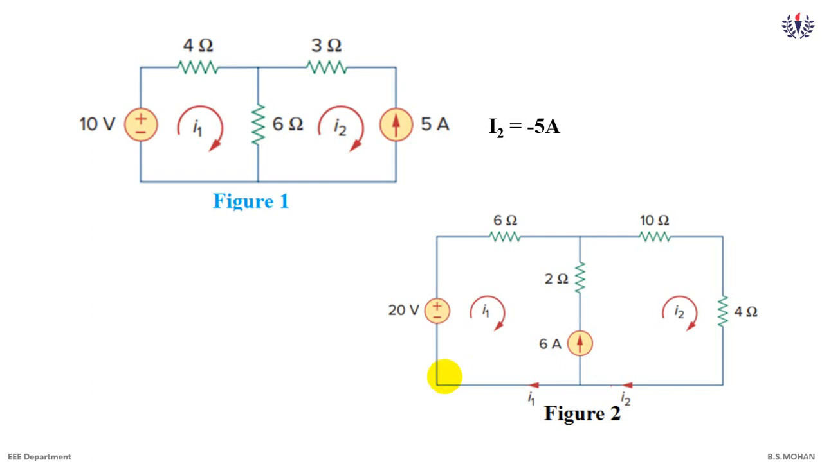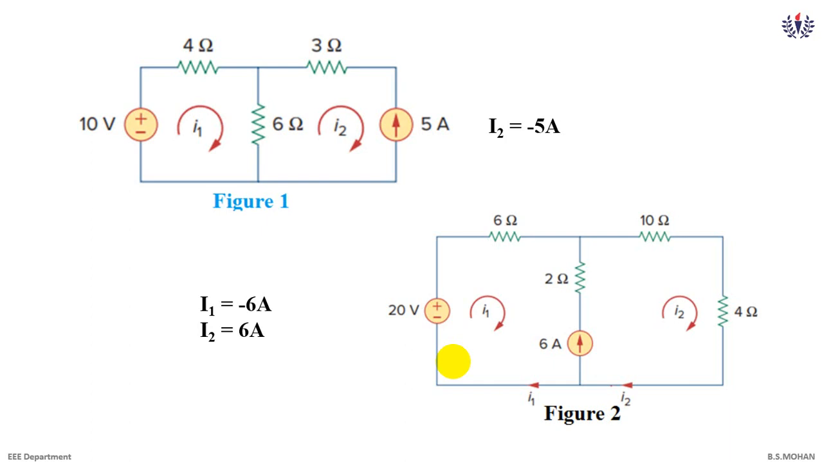Now what about figure 2? In figure 2 one can observe that I1 is equal to minus 6, or one can say that I2 is equal to 6 amperes, right? What I want to convey here is that 6 amps is between two meshes, whereas 5 amp is associated with only one mesh, that is mesh 2. Let us not debate about its orientation here. So 6 amps is either associated with I1 or I2 or both, right?